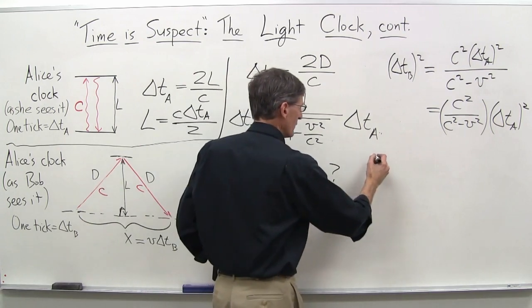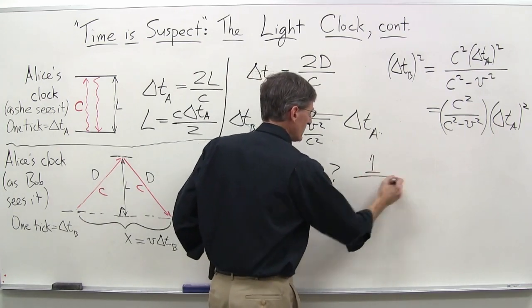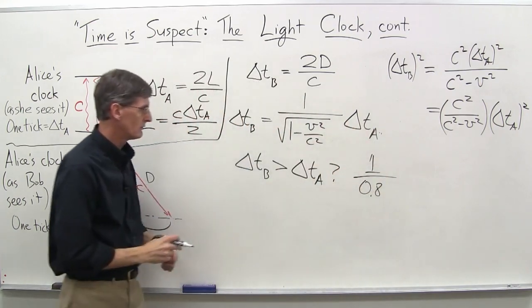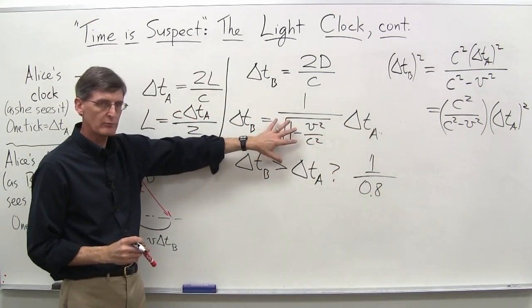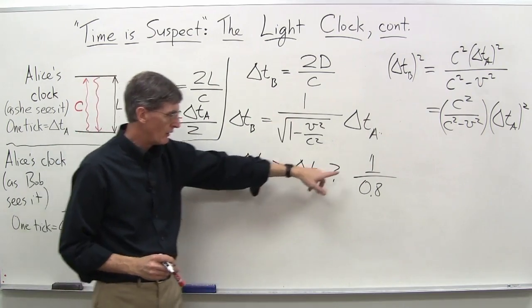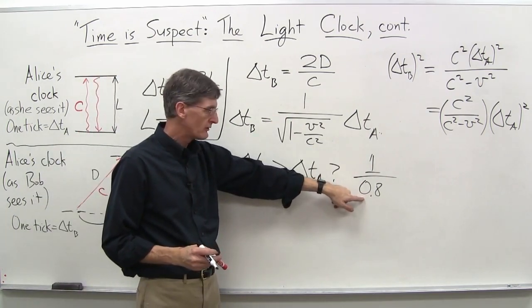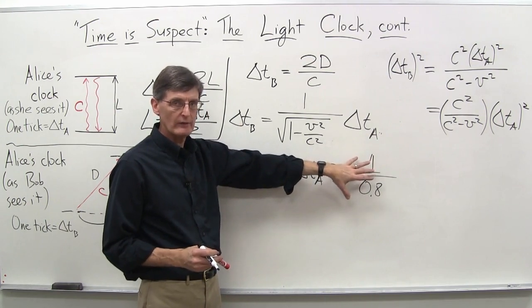I might have something like this. It'll be 1 divided by perhaps, just say, 0.8. Maybe the square root of this thing in here comes out to be 0.8, between 0 and 1. Well, 1 divided by a fraction like that, this is 0.8 or 8/10. That's 10/8, a number bigger than 1.